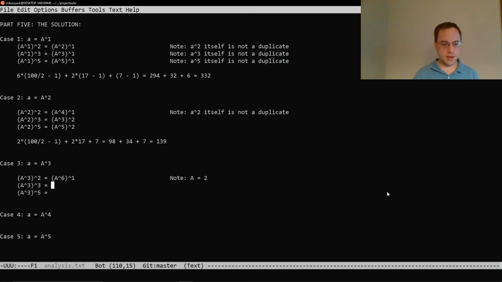Okay. Now this case actually can't be represented as a duplicate at all. And you can see that's because the product of 3 and 3 is 9. And so the only other way we could factor that would be as a to the 9th to the 1st. But even for a equal to 2, that exponent is too large. And so we're not going to have values that are divisible by 3.